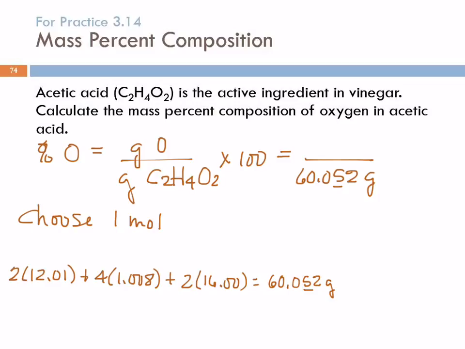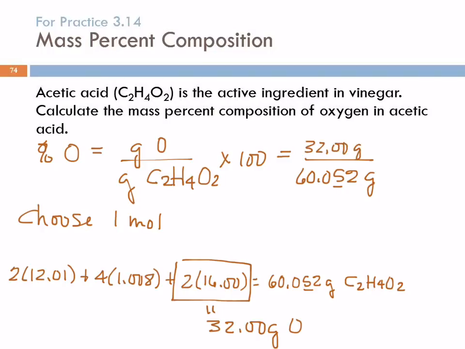What is the mass of oxygen in 1 mole of this compound? 32. It's 32. I wrote out my work here. This is the oxygen, the mass of the oxygen in the compound. There's that many grams of oxygen and this many grams of the compound. There are 2 moles of oxygen in 1 mole of the compound, which is why it's 2 times 16. So 32.00 grams up here, and we're going to multiply by 100 to make it a percentage.